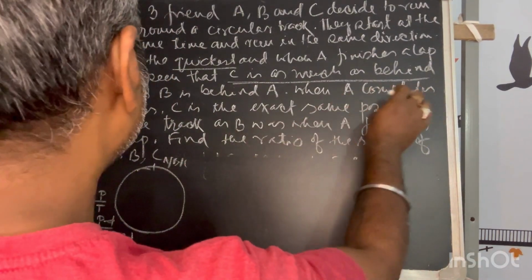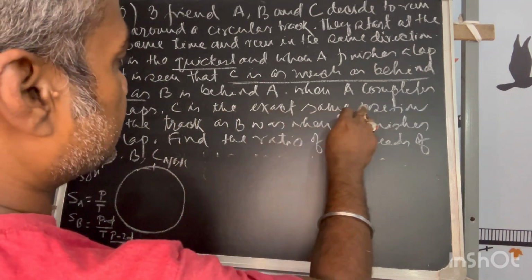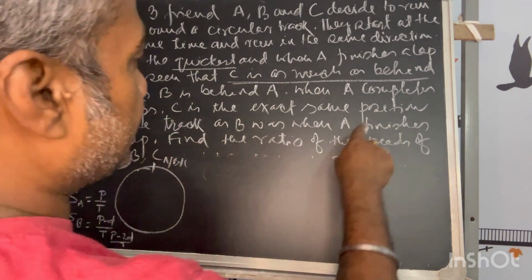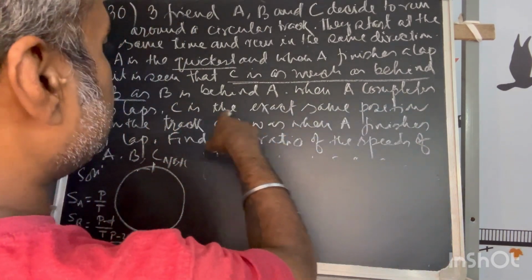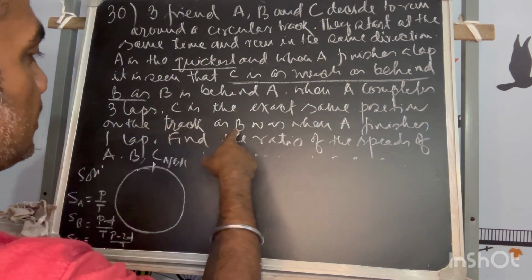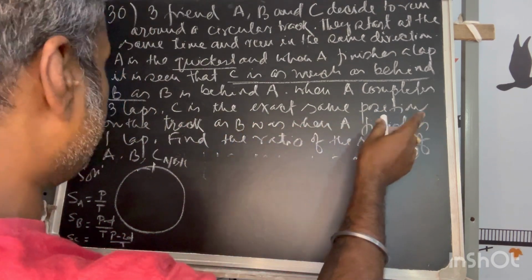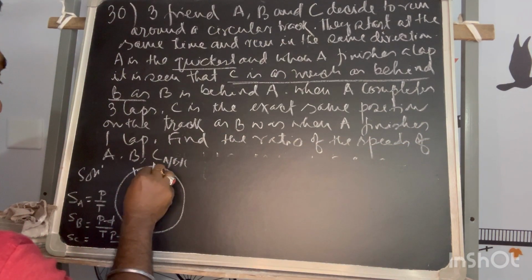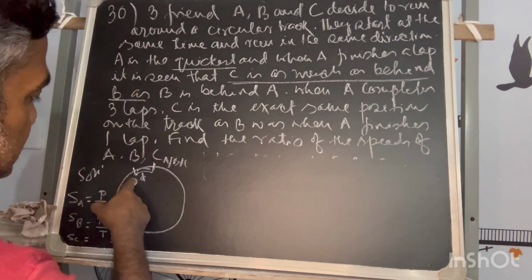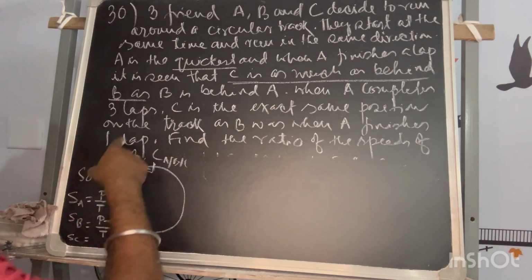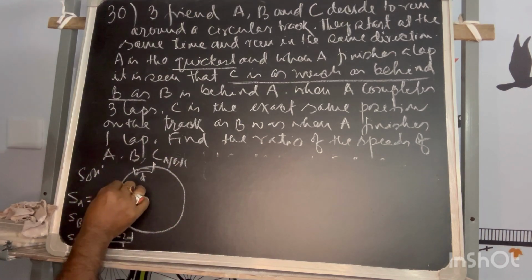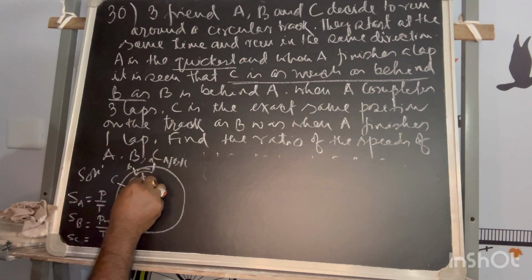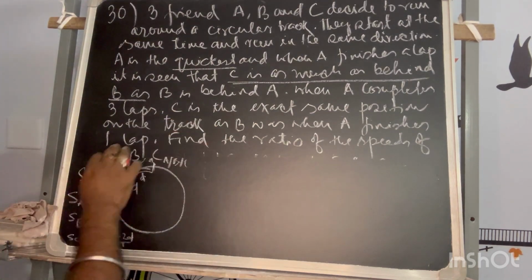In the second part, when A completes 3 laps, coming back to the starting point, C is in the exact same position on the track as B was when A finished 1 lap. When A finishes the first lap, B was D distance apart. So this is B's position, this is A's position, this is C's position, again D apart. Now for the third lap, he had covered some distance.